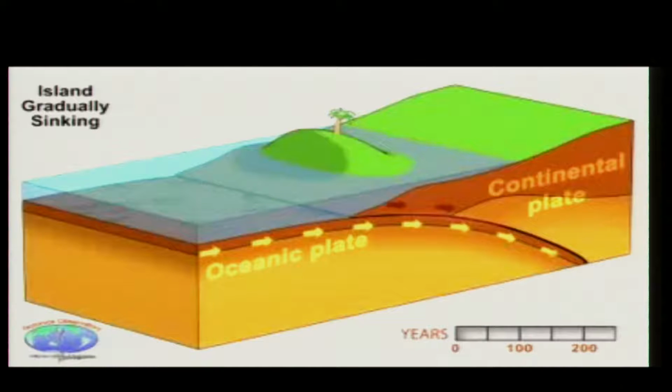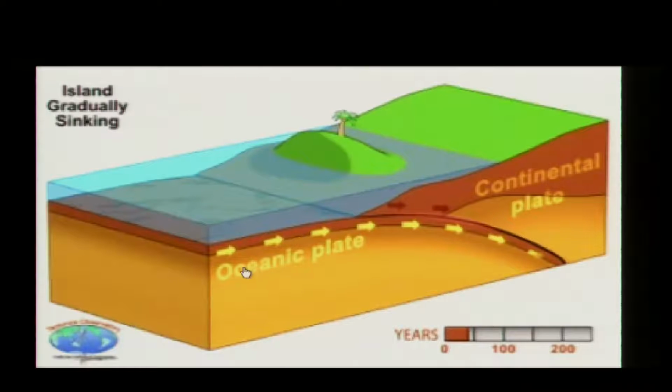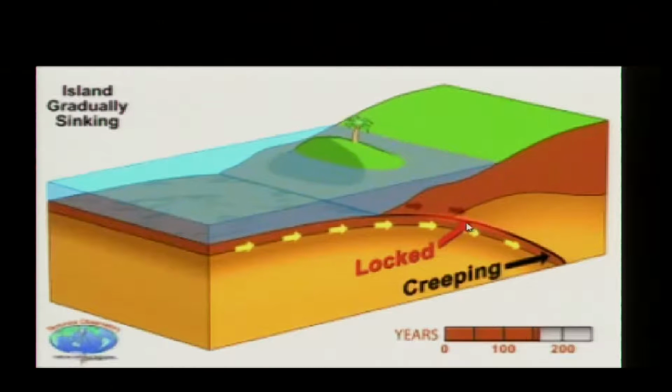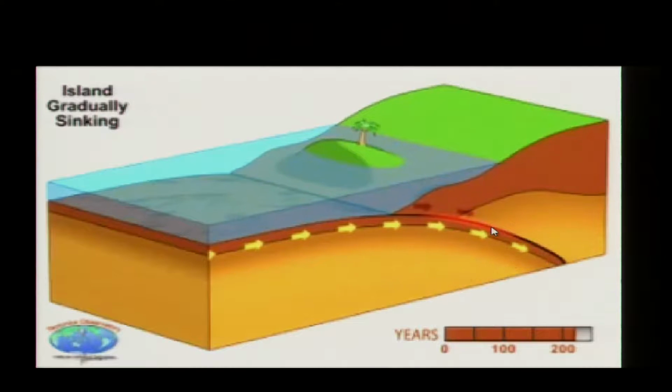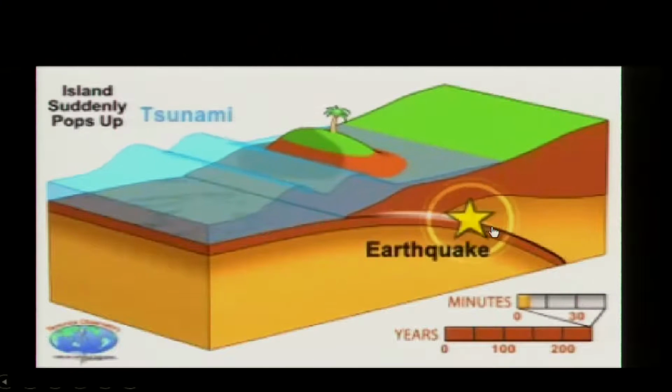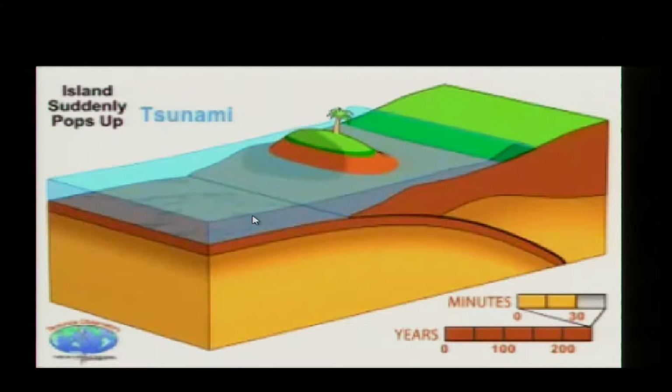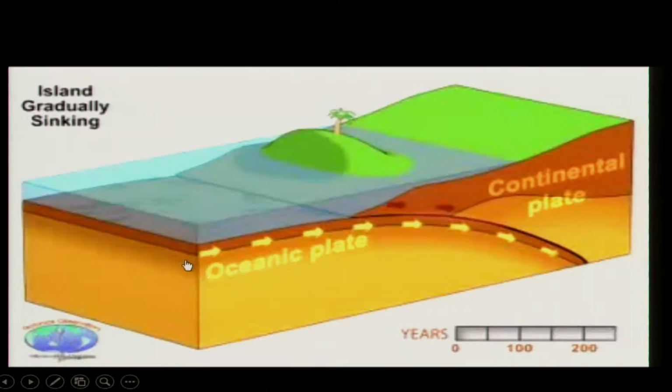This is a cartoon which shows the oceanic plate subducting below the continental plate. It can be a combination of oceanic and continental, that should not be any problem. Now, as the plate keeps moving, strain develops. This part is locked, and then finally it releases the pressure, and that is an earthquake. Because of the sudden displacement of the water, you will experience a tsunami. That is what is shown here. I will play it again and you please watch carefully.